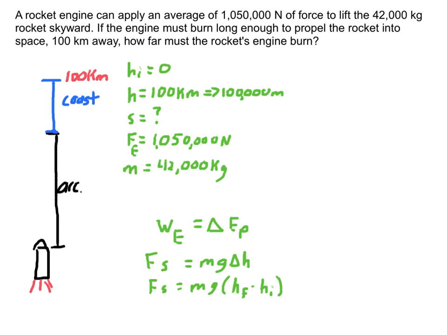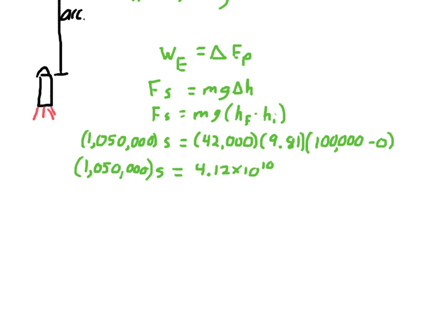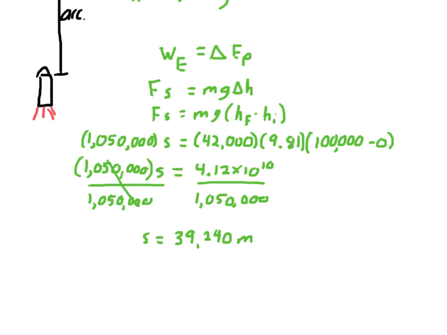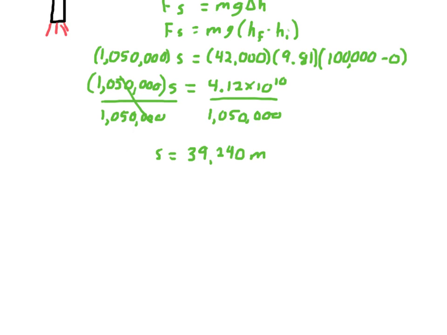Now I'm ready to just go ahead and plug in numbers and work the algebra. Multiplying the entire right side together, because there are no variables over there, I come out with 4.1202 times 10 to the 10th. And now, trying to solve for the displacement, I'm going to divide both sides by 1,050,000. I come out with 39,240 meters.